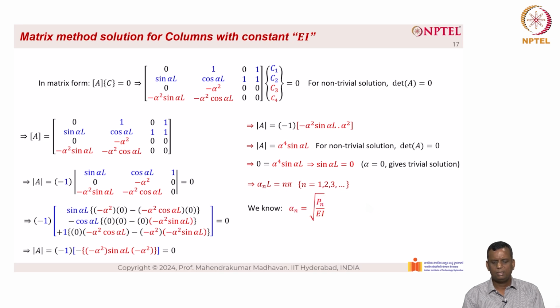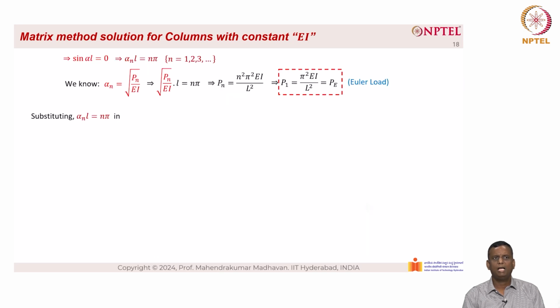So we know that alpha n equal to root of Pn by EI, which when substituted, we have root of Pn by EI into L equal to n pi. So squaring on both sides, we have Pn equal to n square pi square EI by L square, where P1 equal to pi square EI by L square, which is equal to the Euler load Pe.